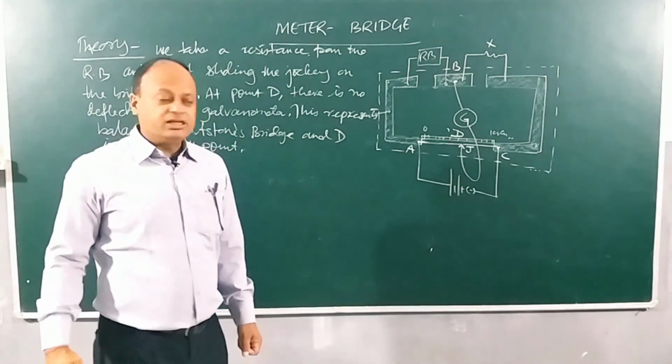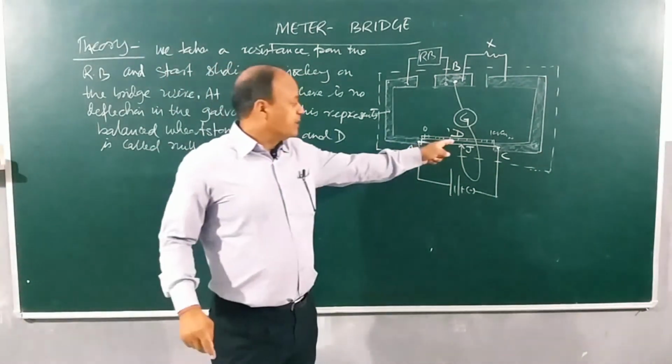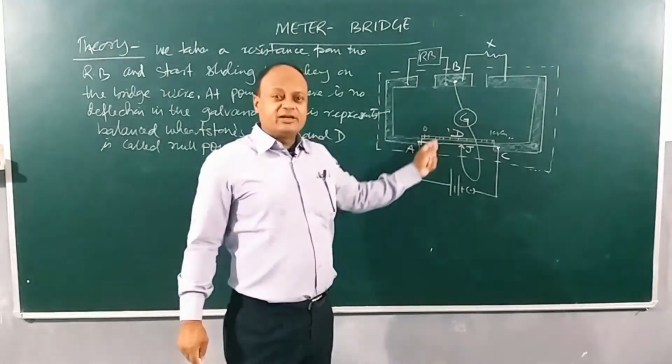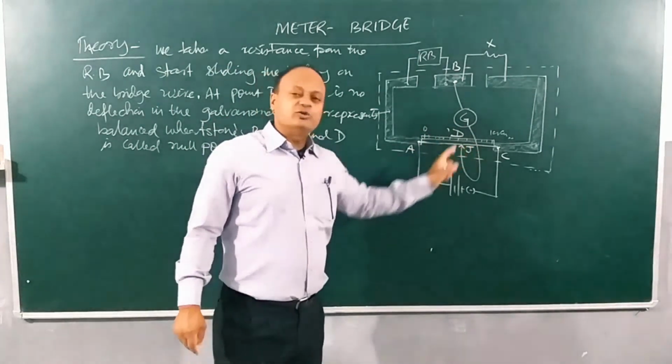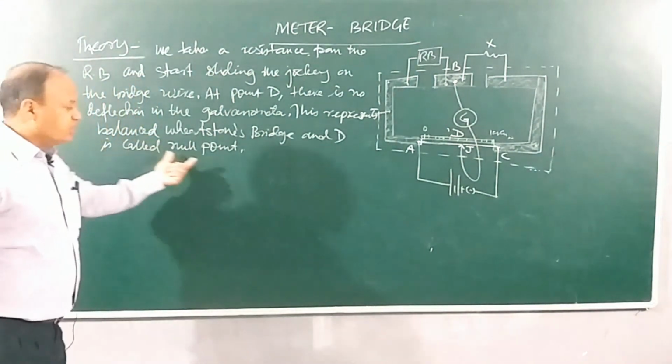Once we got D, we should try to ensure that the null point comes close to the middle. So the midpoint will be 50, plus minus left and right you can take, meaning between 40 to 60. That is the ideal case. So it's called the null point.